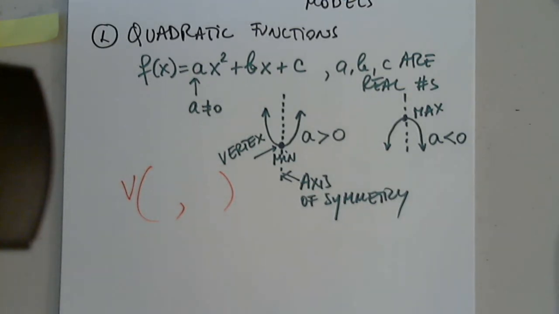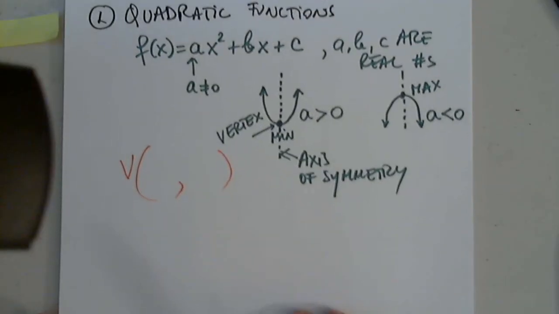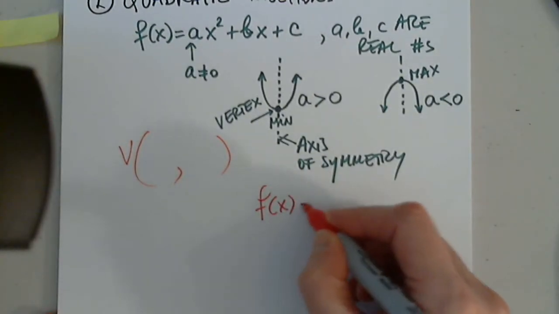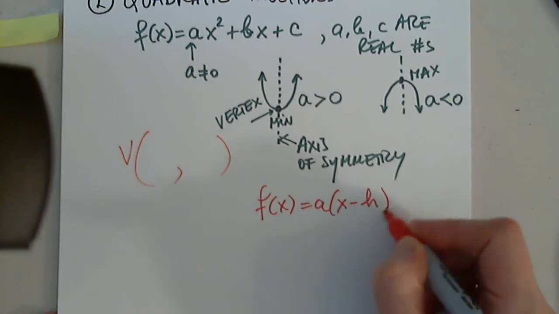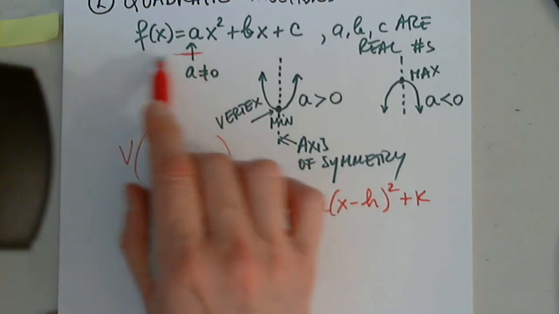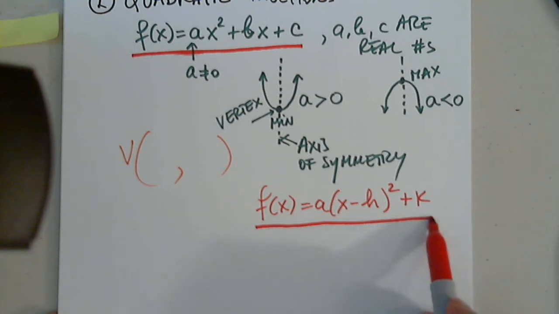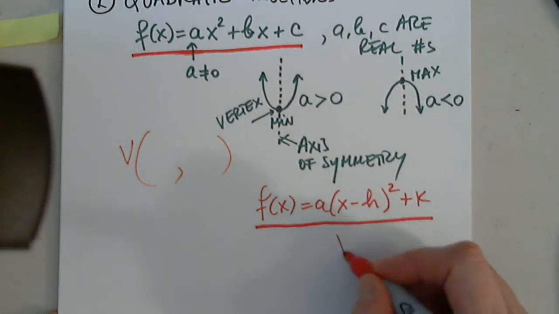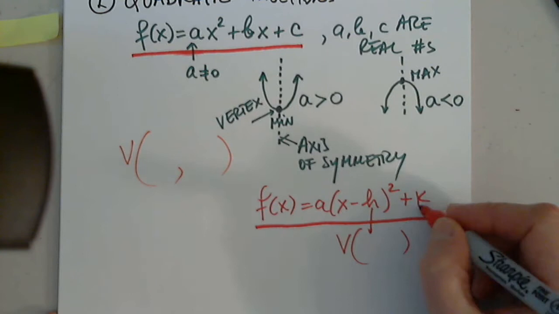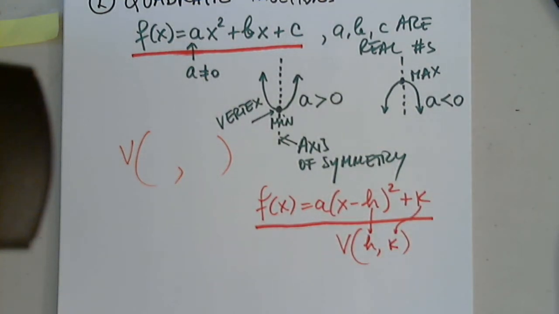H and K. Say it again. H and K. Very good. But not for this form. So the quadratic function can be presented like this, or it can be presented with a completed square. If it's presented with a completed square, yes, H comma K. Perfect. I completely agree.